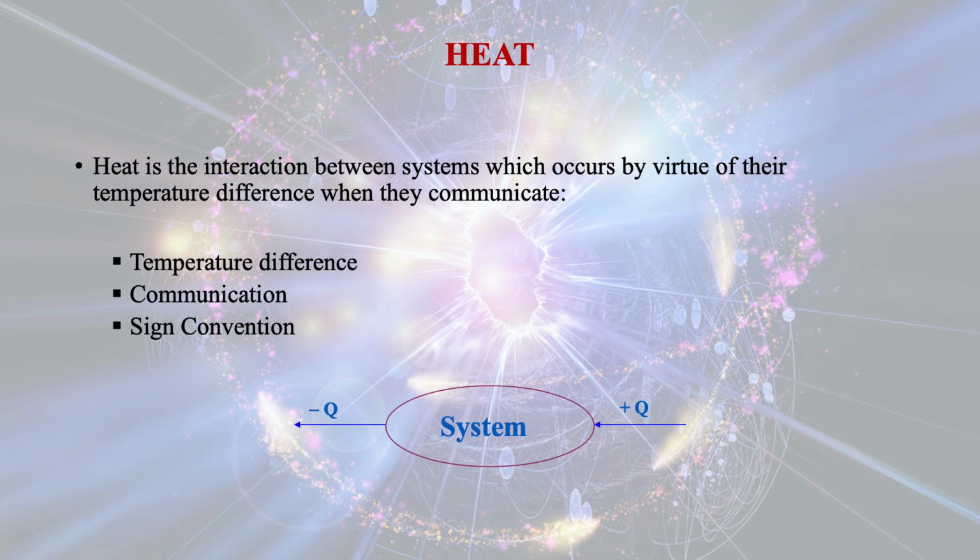Now we talk about heat. Heat is the interaction between systems which occurs by virtue of their temperature differences when they communicate. So for heat transfer there has to be a temperature difference and communication. As for the sign convention, if there is heat loss from the system we call it negative, and if there is heat gain we call it positive.